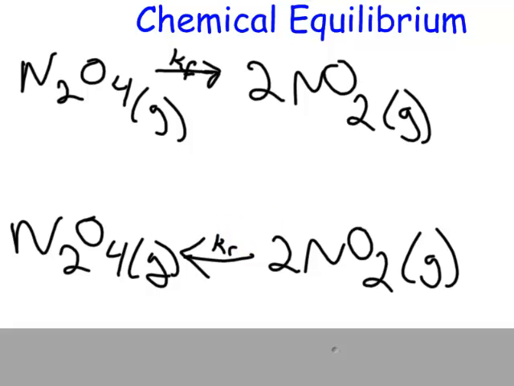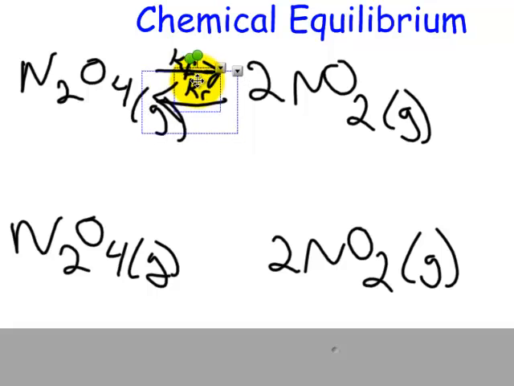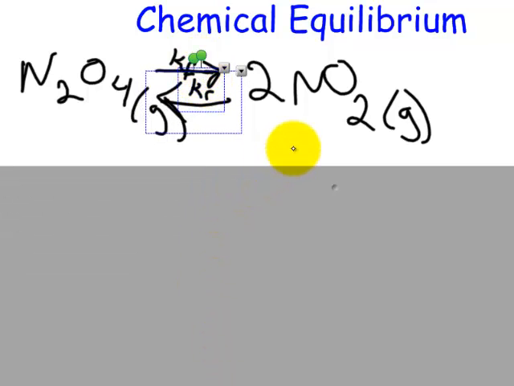Now, usually, we don't actually write the equation twice. What we'll do is write it once with a double arrow. N2O4 is going to 2NO2, but 2NO2 is also going back to N2O4. When you see that double arrow, you know the reaction is going both ways.